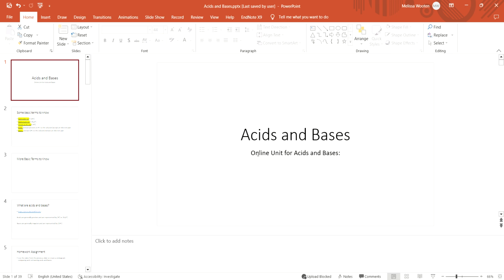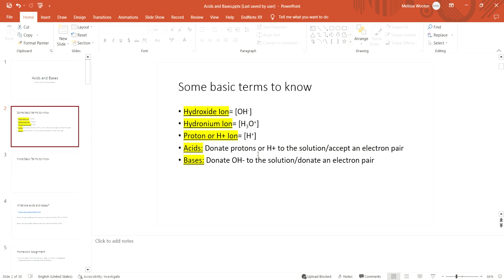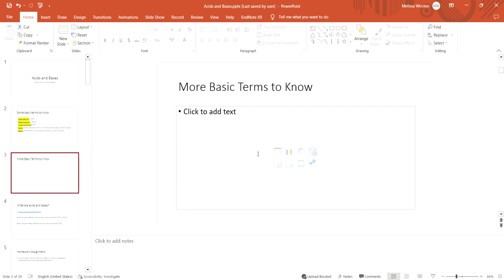Hello everyone. So today we're going to be talking about acids and bases. These are some important terms to know. This blank slide is just for you to add your own notes if you are taking notes on the slides.